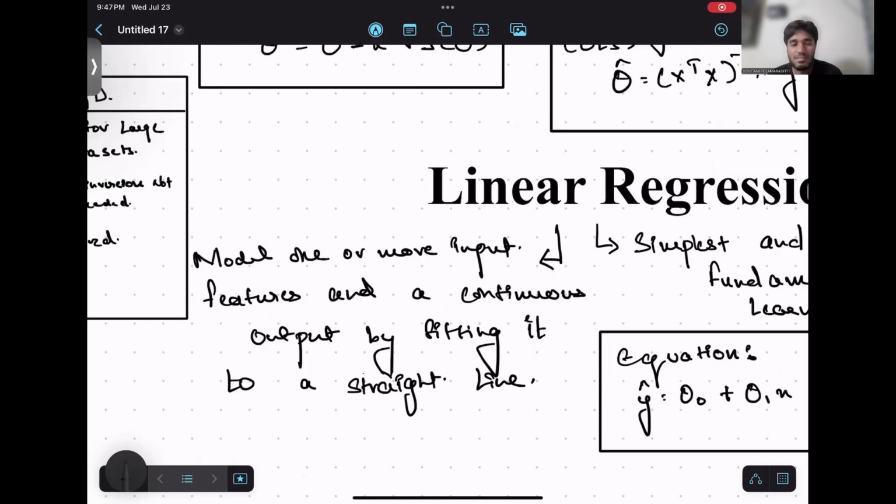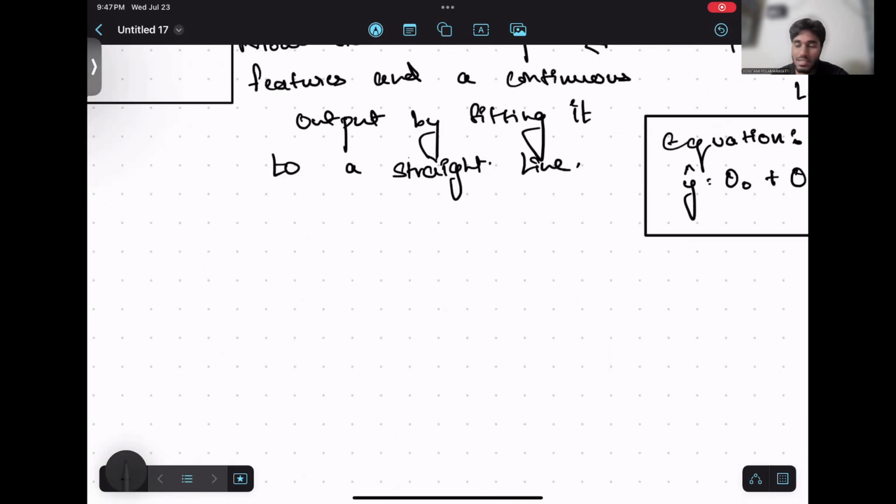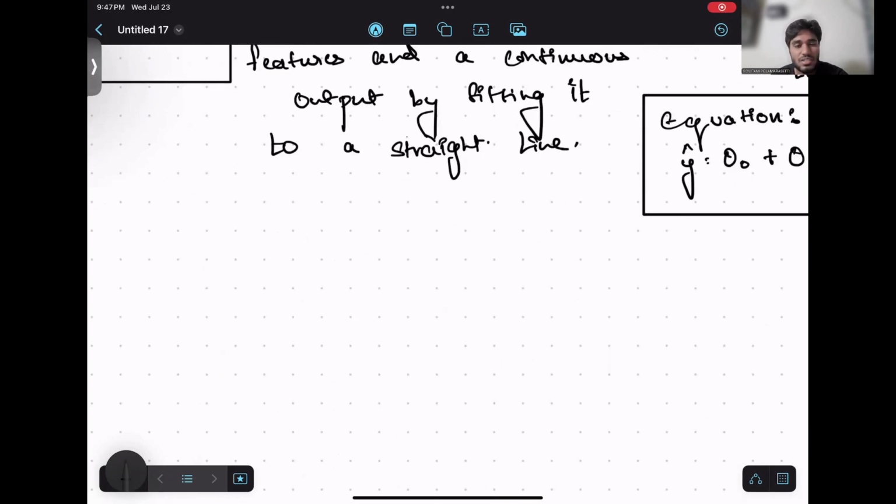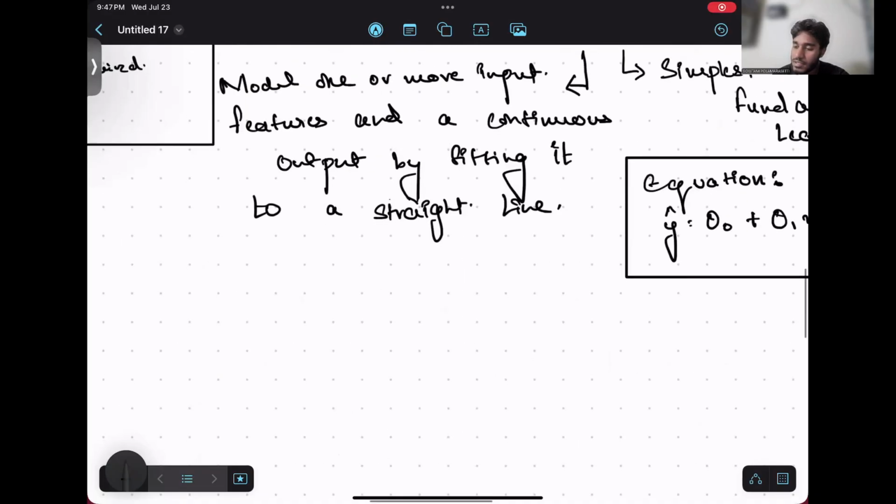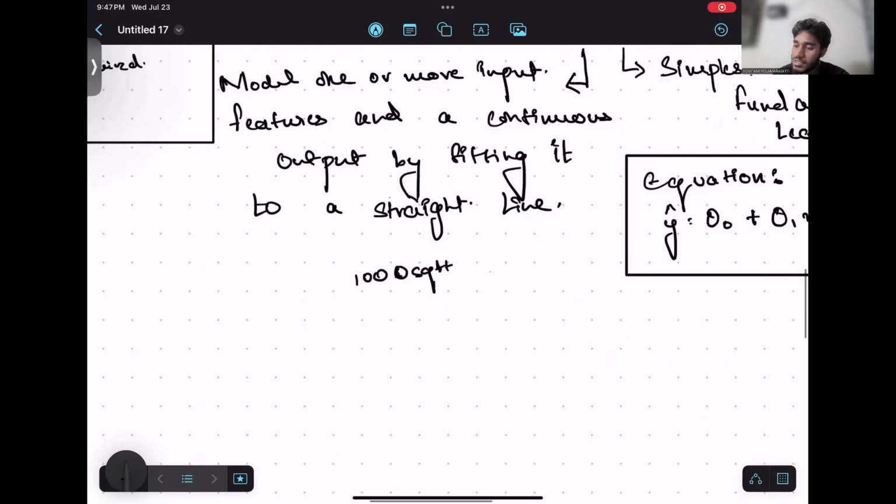To keep it in simpler terms, linear regression is just a fancy name for finding the best straight line that fits a bunch of data points. So suppose you have data of a house, and the sizes and prices are given: a 1,000 square feet house costs 200,000, 1,500 costs 300,000, and 2,000 costs somewhere around 400,000.